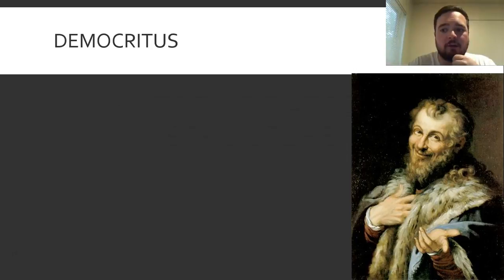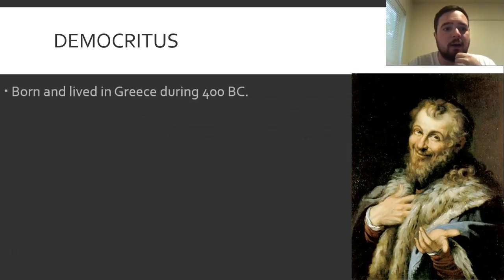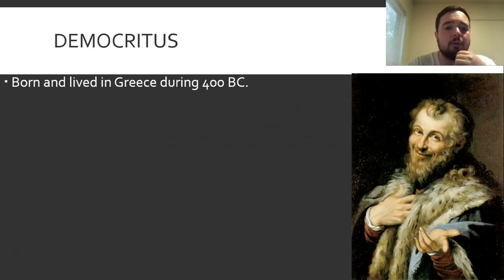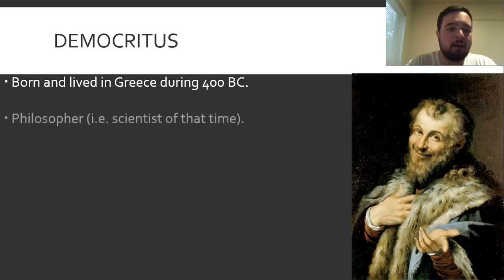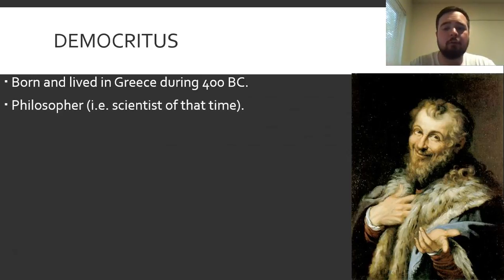So first one is Democritus, this goofy looking guy right here. He was born and lived in Greece around 400 BC. So this is thousands of years ago. Atomic structure was talked about during that time. He was what's called a philosopher. There weren't really any definitive scientists at the time. Philosophers really focused on religion and mathematics and everything like that, stuff that could be proven.